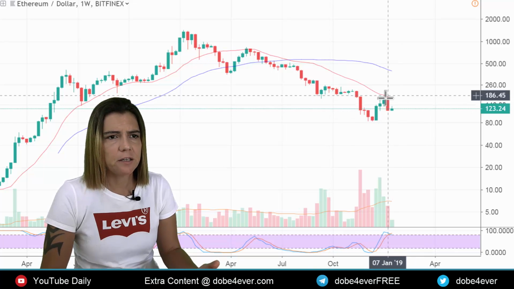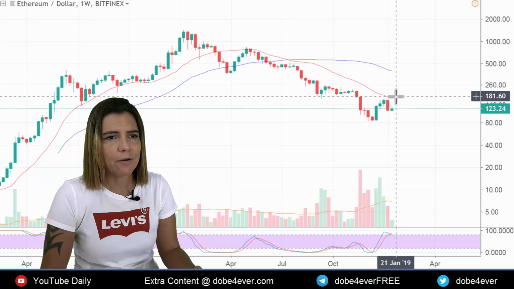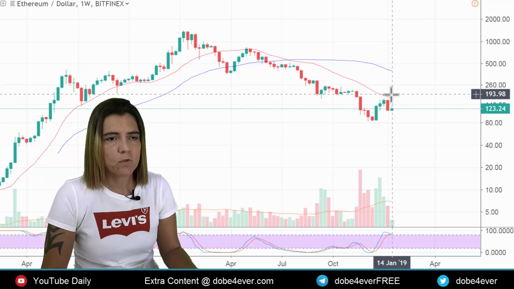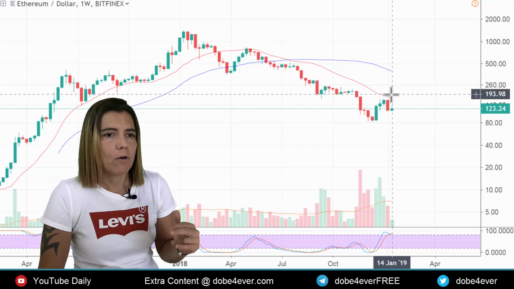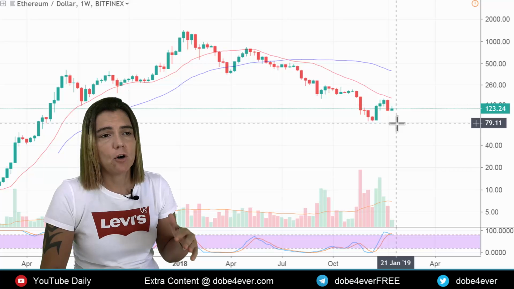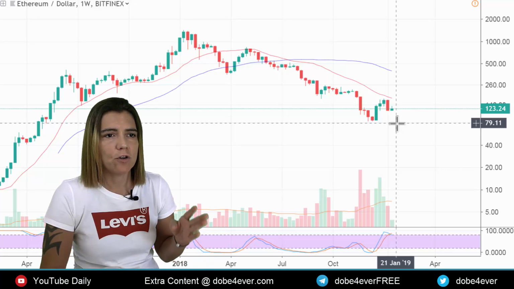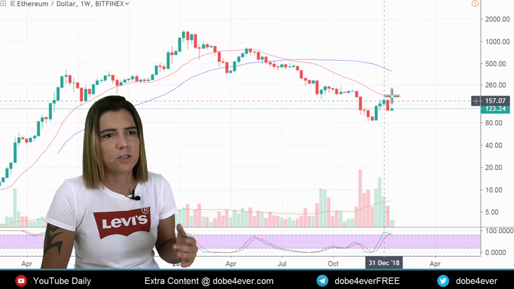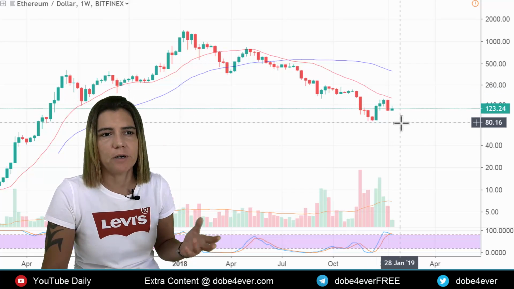I was expecting it to get just a little bit higher, to touch the 20-week moving average and maybe go over it a little bit before rejecting, because I was looking also at other levels of support and resistance. And it looked to me it was going to get a little bit higher before rejecting, but it didn't.